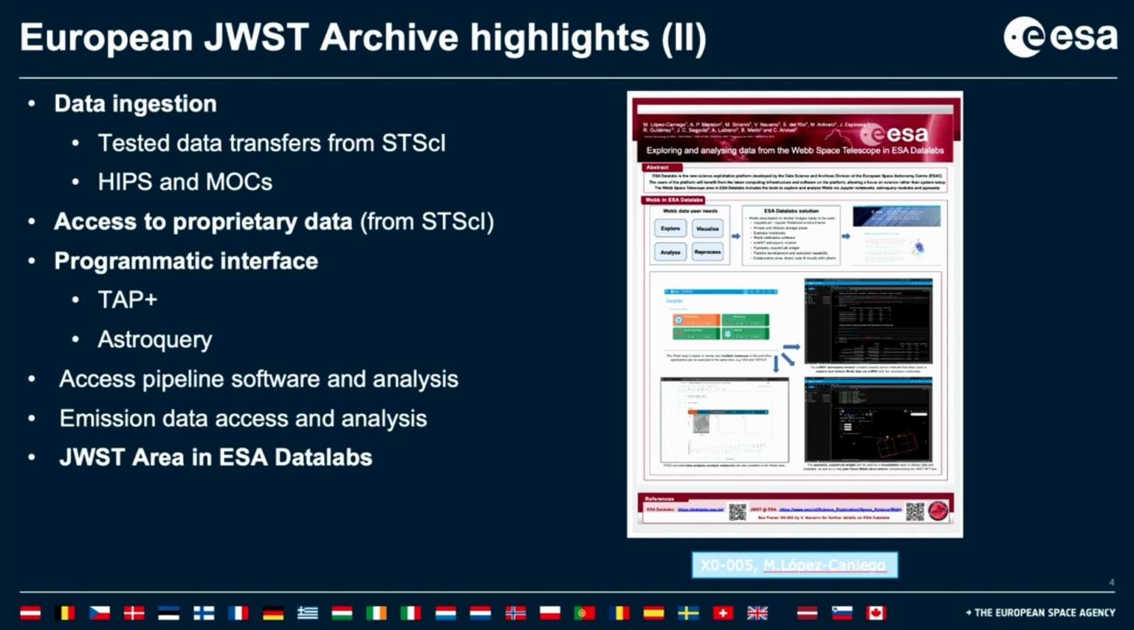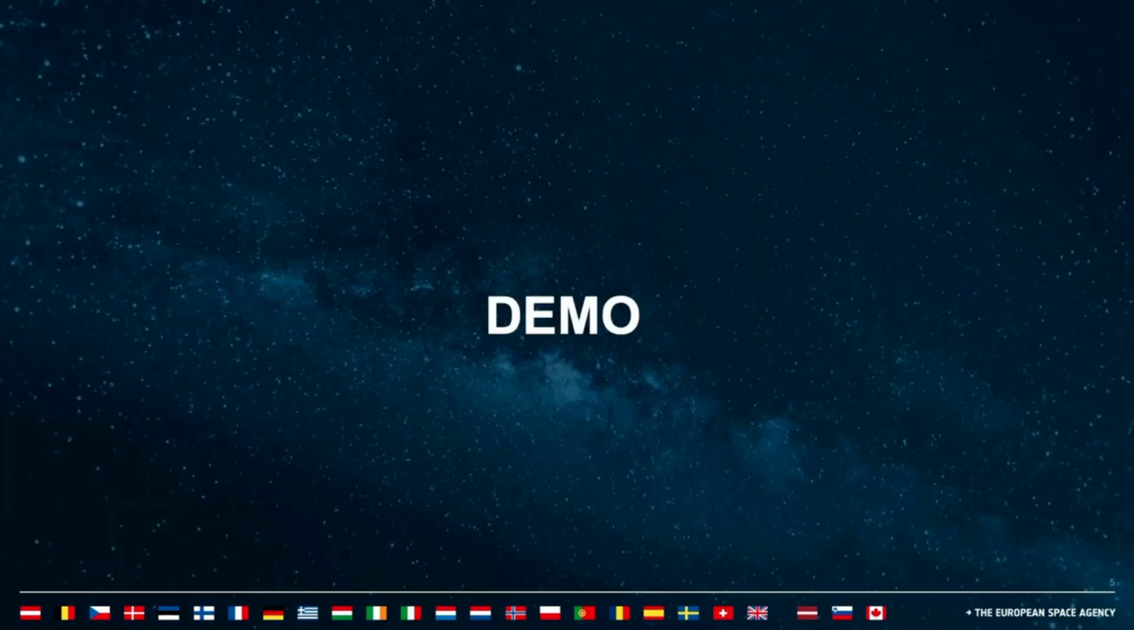eJWST is also providing a Webb Space Telescope area in Datalabs, which is the new science exploitation platform developed by the Data Science and Archives Division at ESAC. The Webb area is based on Docker images that are ready to be used to explore and analyze Webb data by using Jupyter notebooks, AstroQuery modules, and ESASky. You can have a look at the poster prepared by Marcos López Caniego that will explain a bit more about this. So let's now jump directly to the demo to see all this in action.